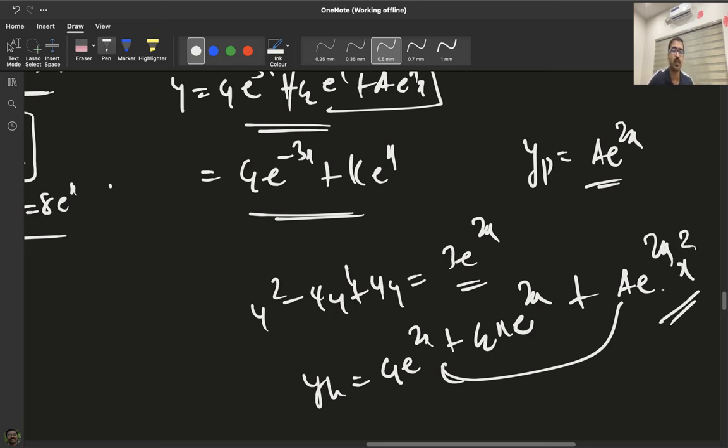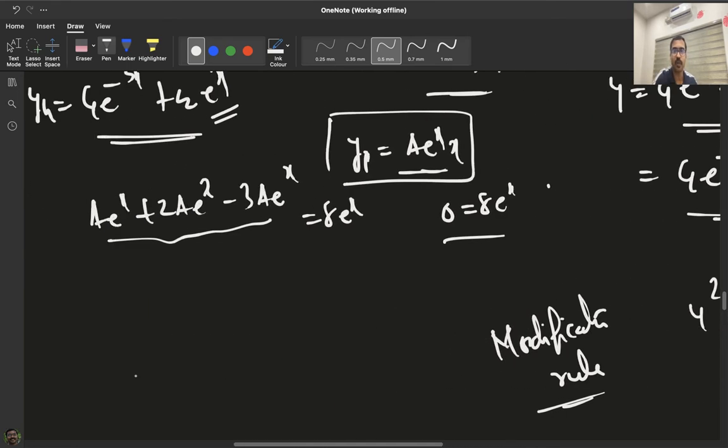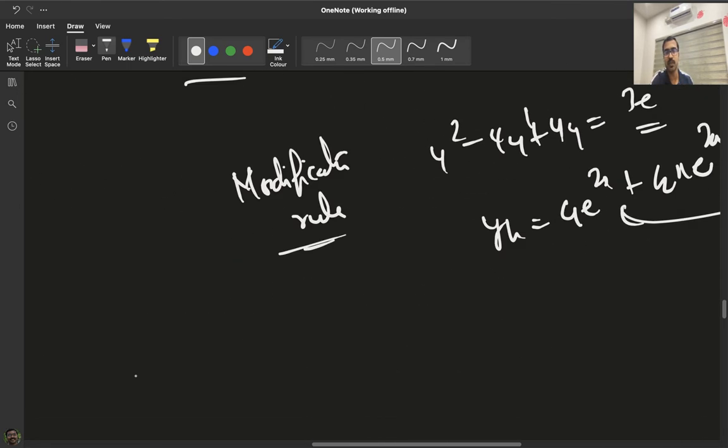So this is called the modification rule, when your RHS is actually a solution to the corresponding homogeneous equation. In such situations, you will apply the modification rule. You will supply an extra x in that situation. Okay, that is one idea. So let us do this problem like that. I hope it is clear, the complication involved.